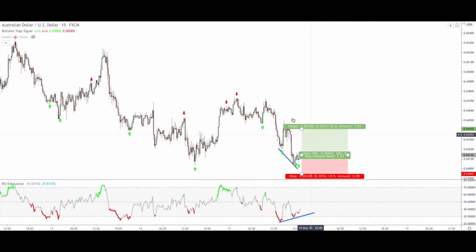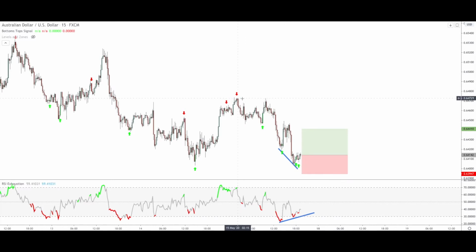Regarding the target, the first target could be this one, but I'm actually using other indicators among the ones that we have at Minimalist Trading. By the way, you find the link in the description down below if you want to try them for free. Today I'm using the levels and zones.